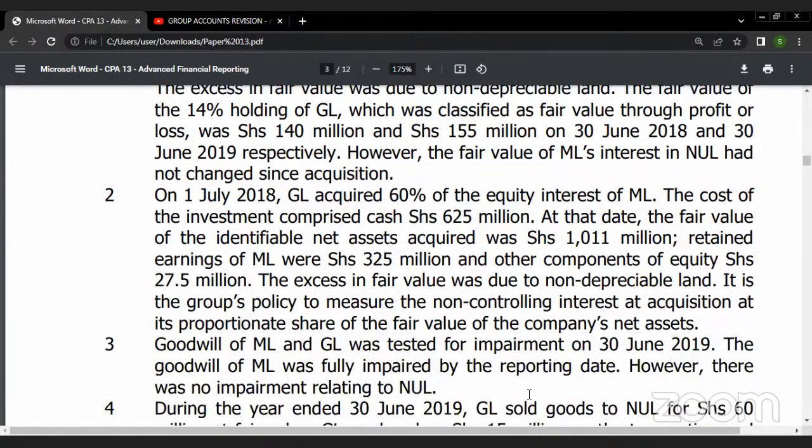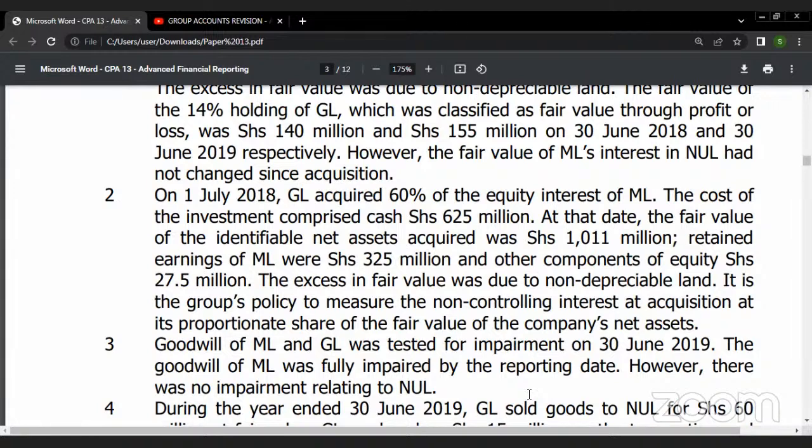Note 3, goodwill of ML and GL was tested for impairment on 30th June 2019. The goodwill of ML was fully impaired by the reporting date. However, there was no impairment relating to NUL. So the goodwill of ML was fully impaired by the reporting date. However, when it comes to the goodwill of NUL, there was no impairment loss.